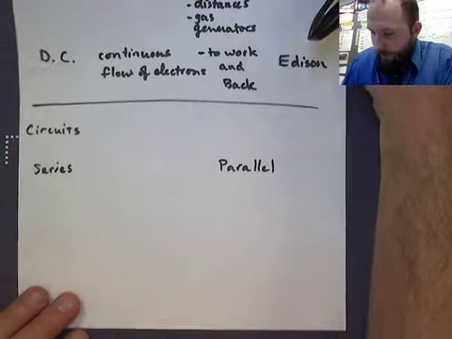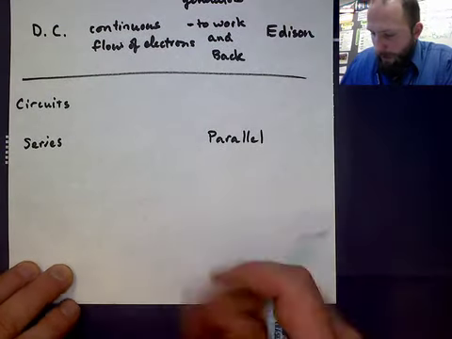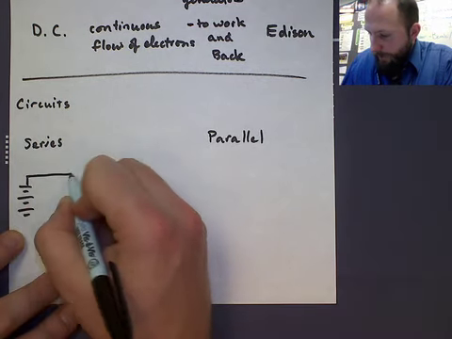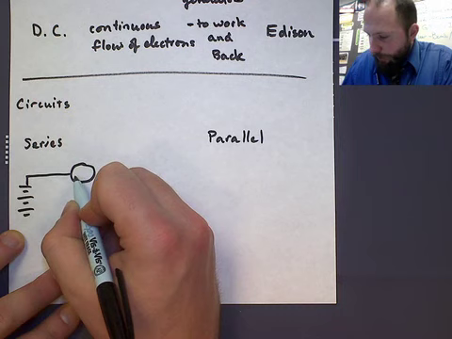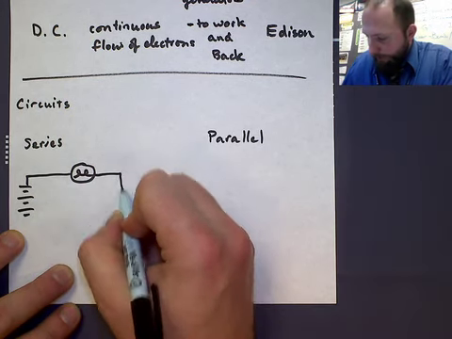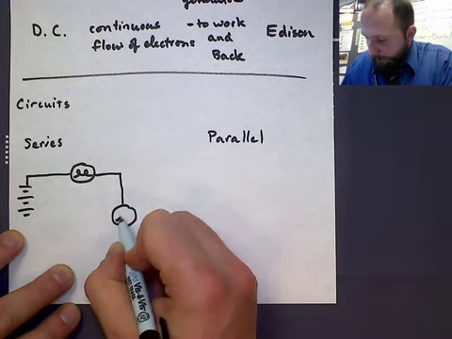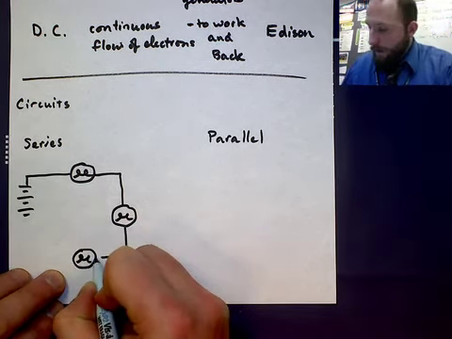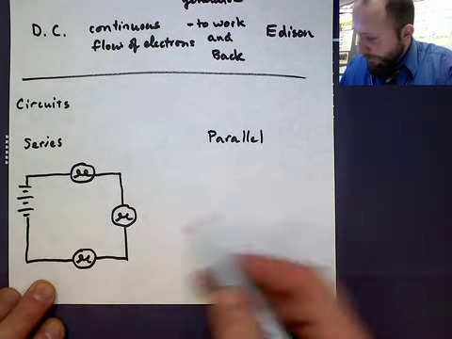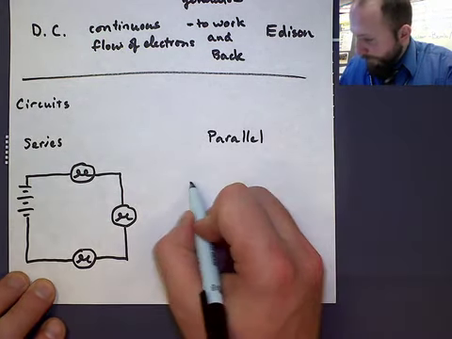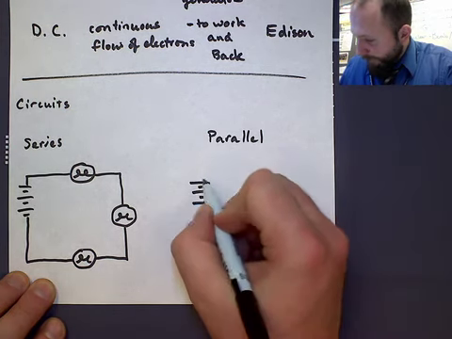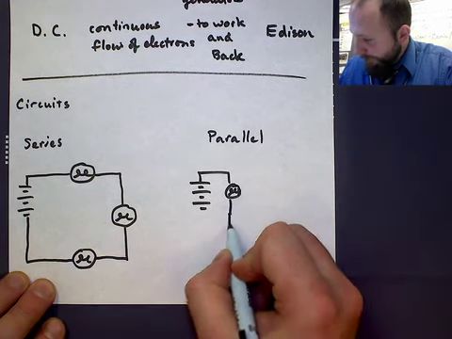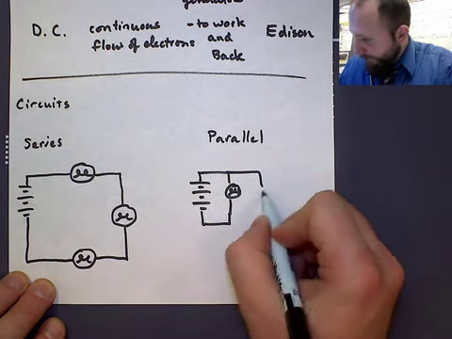Alright, circuitry. We have series and parallel. Series circuits. If I had a battery right here, and I was to put a light bulb in here, and I put 3 light bulbs together in one giant continuous loop, this is indeed series. Parallel. Again, I'm using 3 light bulbs.